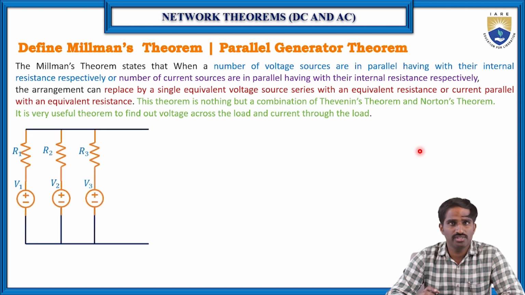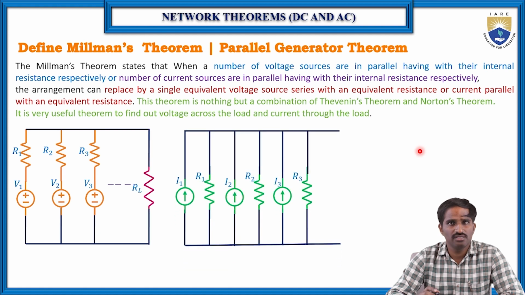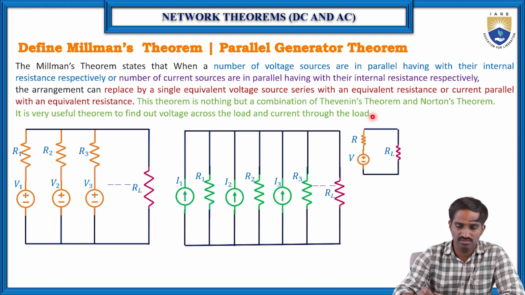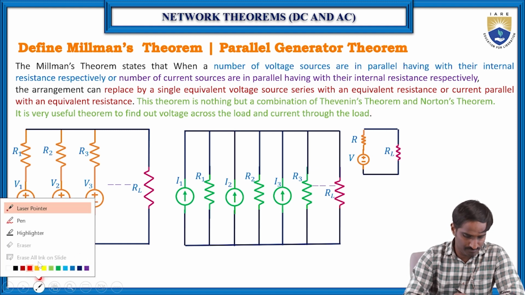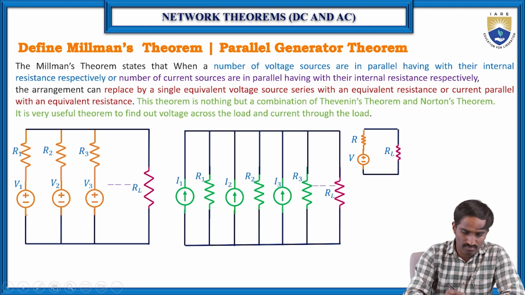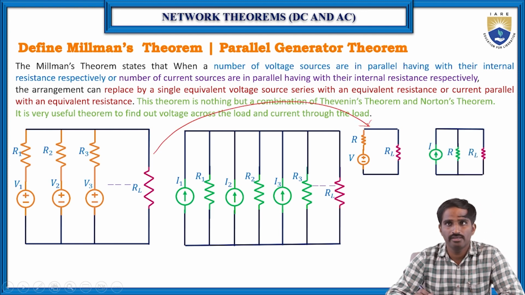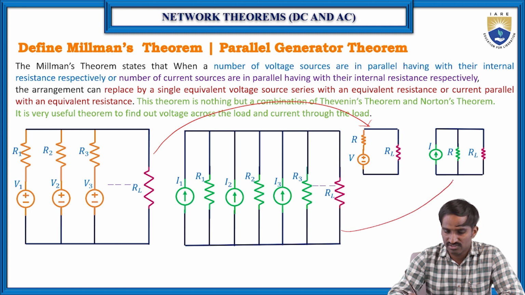And here, as you can see, suppose it is a voltage source having its internal resistance, and suppose we consider a current source with the internal resistance. Then this circuit can be replaced like this, and this circuit can be replaced like this. This is about Millman's theorem.